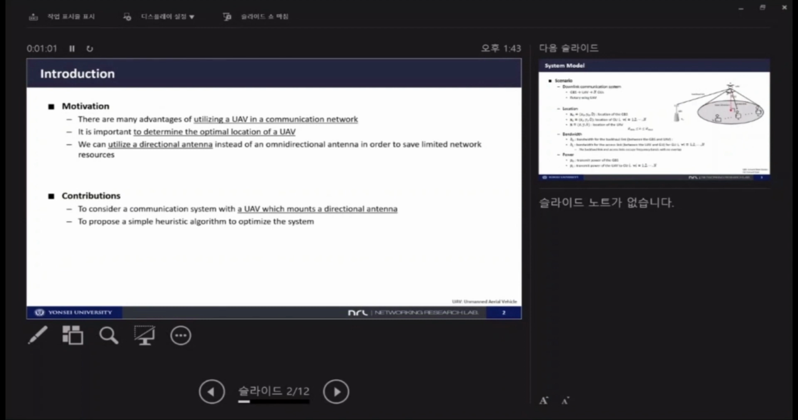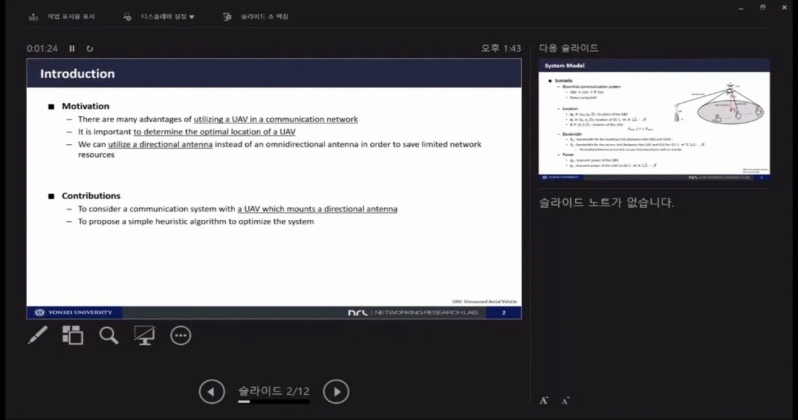However, in many recent studies, an omnidirectional antenna for transmitting is considered. But if we utilize a directional antenna for transmitting, we can save much energy. So we consider this philosophy in our study.